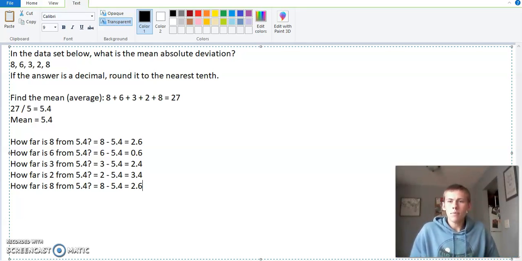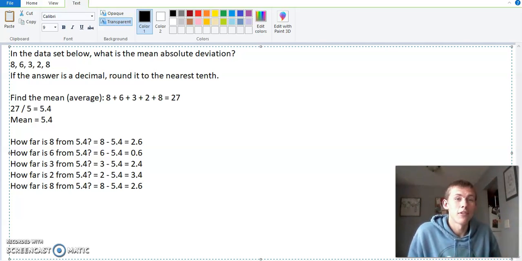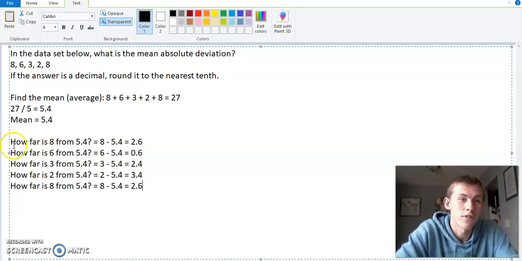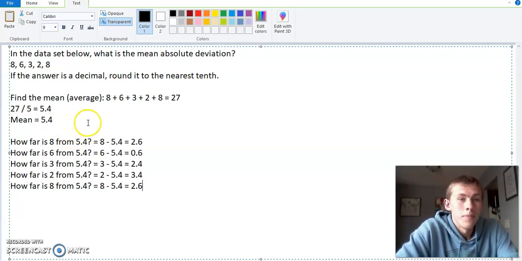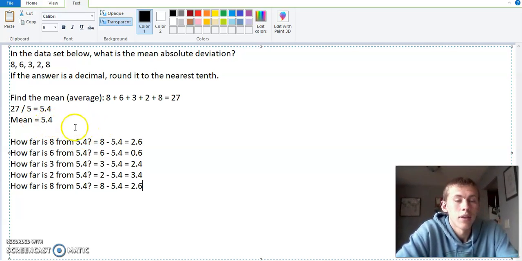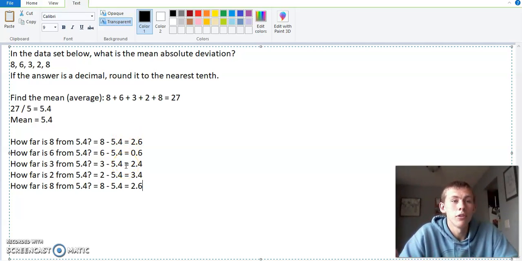Okay, so lots of steps here. I know mean absolute deviation is a process for sure. Okay, so we have our mean, and now we know how far each of our numbers is from the mean. The final step for mean absolute deviation is you find the average of these distances. You find on average how far each number is from the mean, 5.4. So now you're going to average out these 5 numbers.